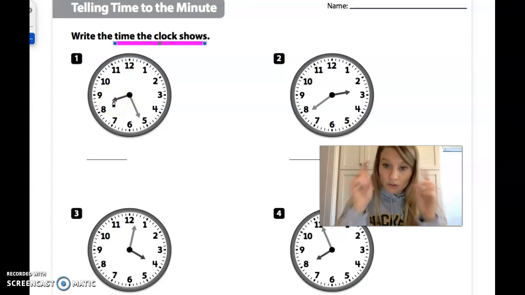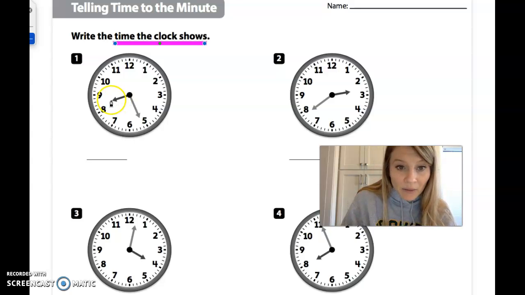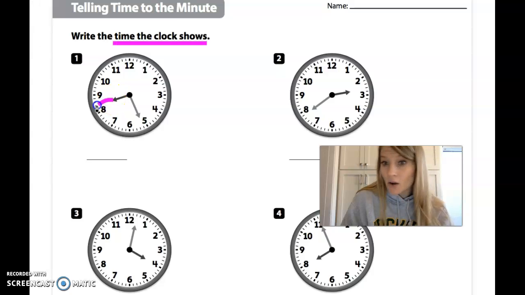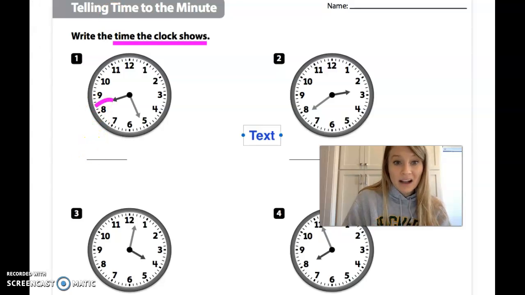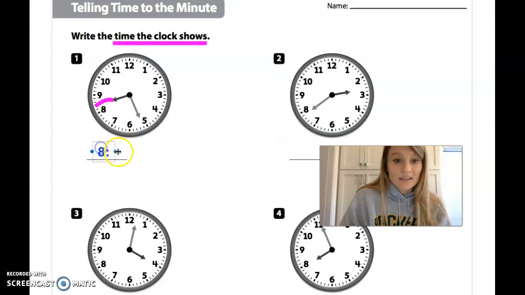So remember, just a review in our head, the hour hand is going to be the smaller hand and the minute hand is the larger. So I can see where my hour hand is at. I can see where it's pointing. It's not quite 9 o'clock. It's going to be 8 something. So in my clock, it's going to be 8, but I don't know my minutes yet. I have to look. It's going to be 8.